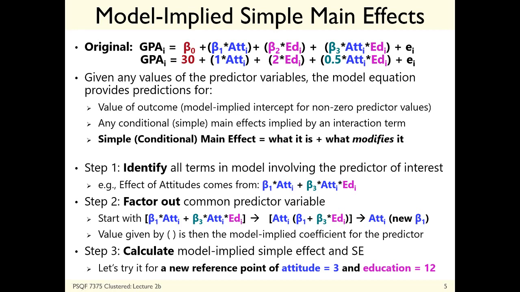If I start with that unit of analysis and I factor out attitudes, bring it out to the front, like this, what I end up with is this compound term in parentheses, which is my new slope for attitudes. And you can see why the definition of beta 1 is specific to when education is 0, because that's the only point at which this compound part of the term drops. So the simple slope for attitudes for any level of education always starts with what it is for when education is 0, and then it's however much the slope changes as a function of education.